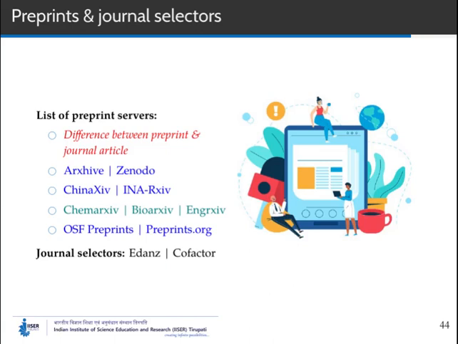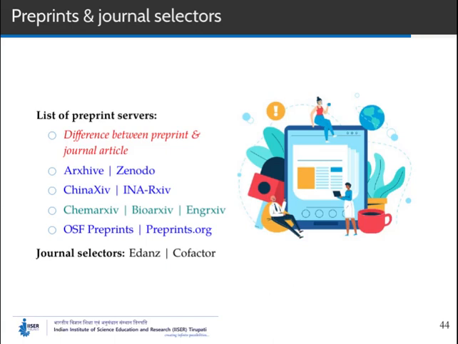Nowadays most journals accept preprints, and some standard journals are not accepting preprints. It depends on you and your choice of journal. So considering preprints, arXiv and Zenodo are well known. arXiv is the standard server for physics, and Zenodo is CERN based, but you could host all kinds of papers here. Some country based servers are also available, like ChinaXiv or INAXiv, and subject based ones like ChemRxiv, bioRxiv, and EngrXiv. A few other important servers are OSF Preprints as well as Preprints.org.